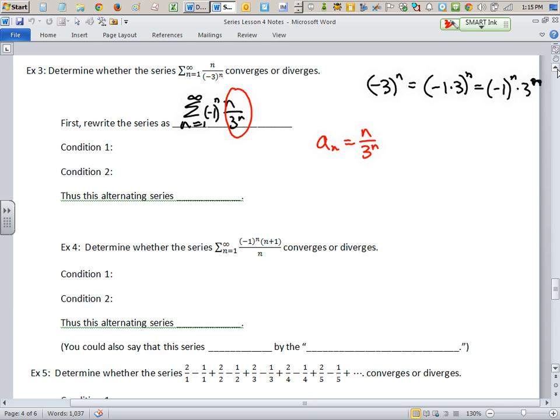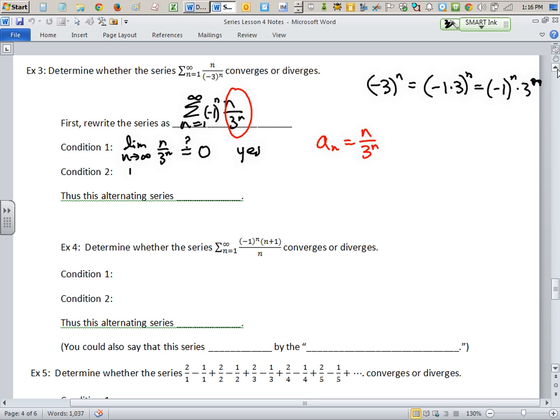Let's check condition 1. Is the limit as n goes to infinity of n over 3 to the n really 0? What do you guys think? Do you think that goes to 0? Yeah, you could actually use L'Hopital's rule to defend it. Because when you take the derivative of the top, what do you get? 1. When you take the derivative of the bottom, you get? Good, 3 to the n ln 3. At that point, it's clearly bottom heavy. All that you have on top is a 1 now. So I agree it goes to 0, so I'm going to put yes for this.